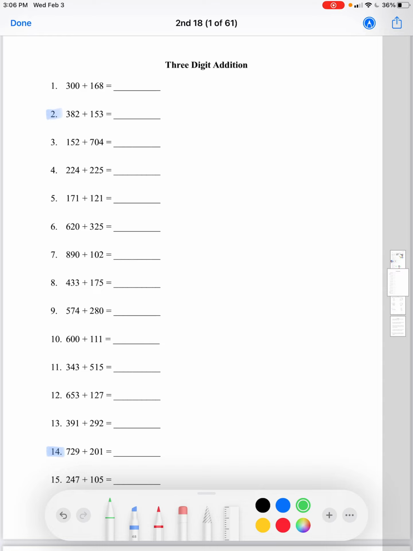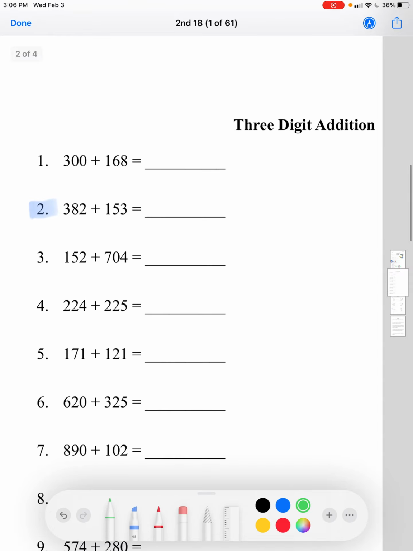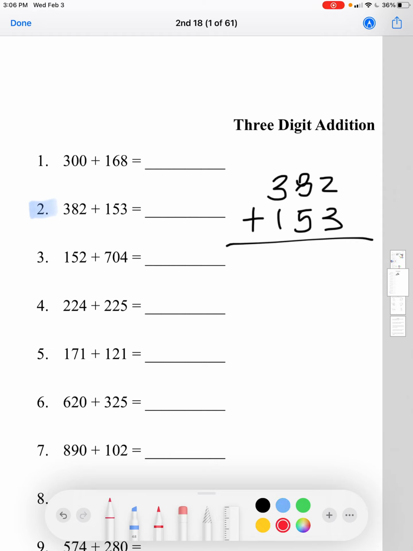Now let's move on to 3-digit addition. Let's start with number 2. We have 382 plus 153. So we'll write it vertically on the side. And then we'll look at the ones place first. We have 2 plus 3, which equals 5. Then we have 8 plus 5, which is 13.